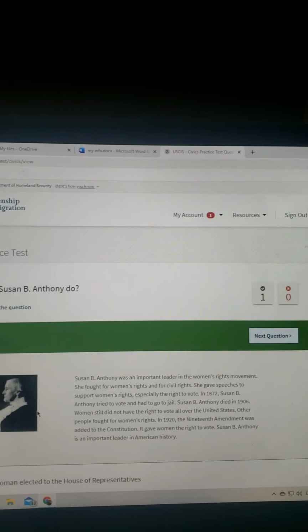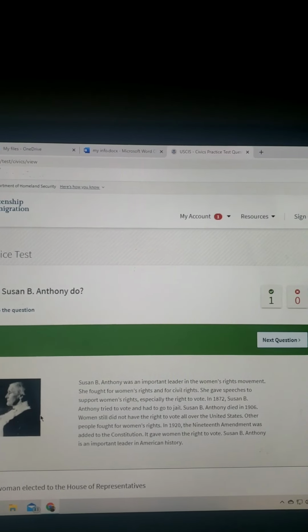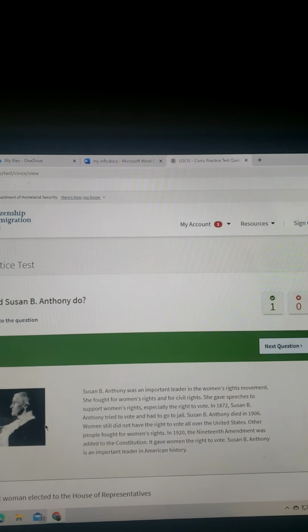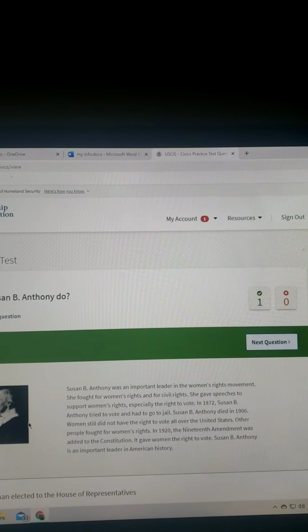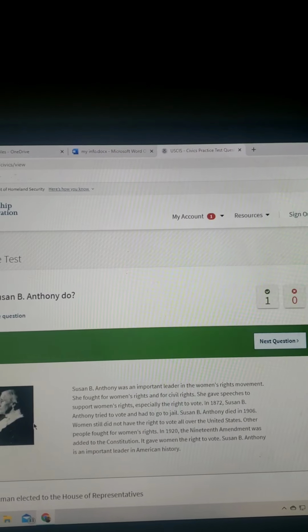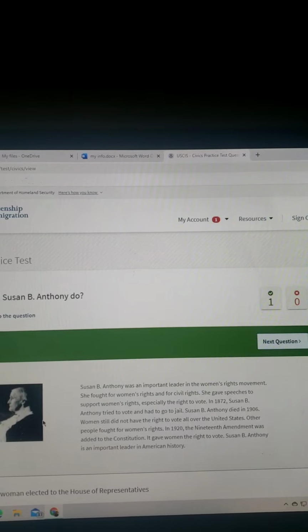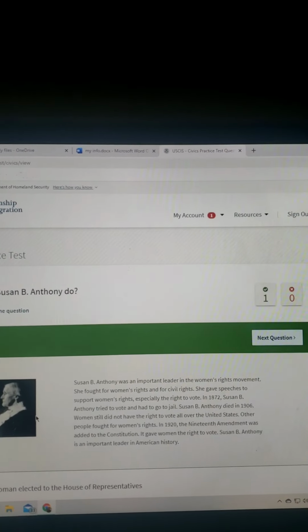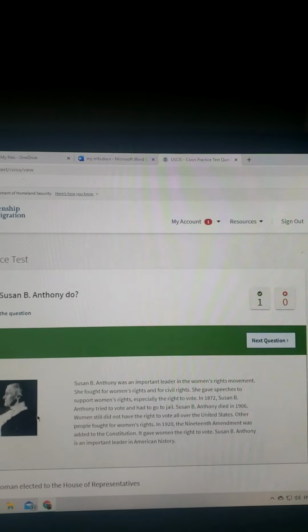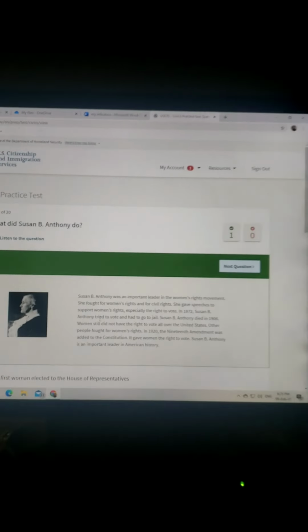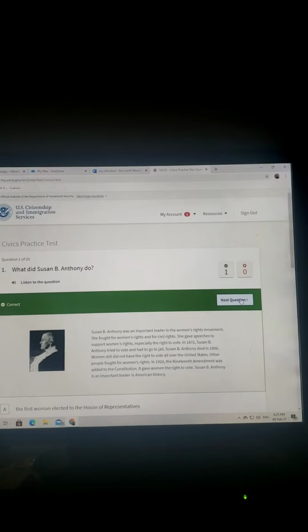Susan B. Anthony tried to vote and had to get to jail. Susan B. Anthony died in 1906. Women did not have the right to vote at all over the United States. Other people fought for women's rights in the 1920s. Now, the 19th Amendment was added to the Constitution. It gave the woman the right to vote. Susan B. Anthony is an important leader in American history. Let's go to the next question.